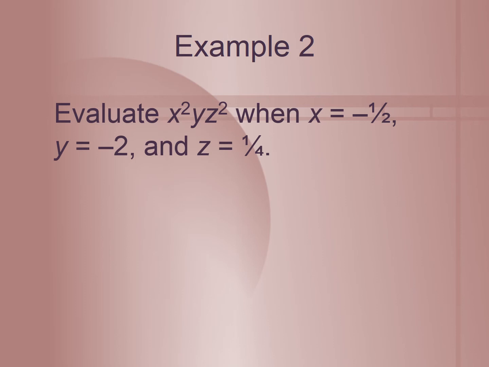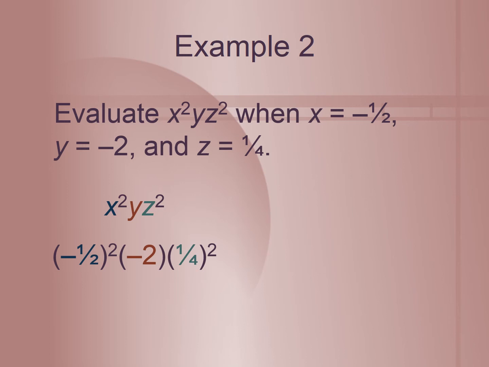Let's look at example 2. Let's evaluate x squared y z squared when x is equal to negative 1/2, y is equal to negative 2, and z is equal to 1/4. So instead of saying x squared, we're going to say negative 1/2 squared. Instead of saying y, we're going to say negative 2. Instead of saying z squared, we're going to say 1/4 squared. So it's going to look like this.